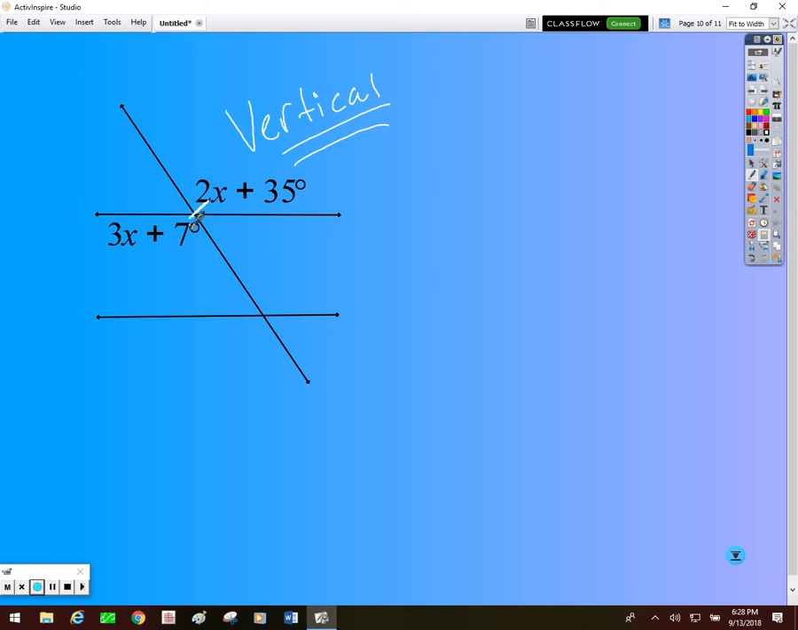All right, so we're going to set this up. We're going to say this is angle 1 and this is angle 2. Again, it doesn't matter. You can write it either way. But the key is, where does that equal sign go? Well, 2x plus 35 equals 3x plus 7. All right, so see how we did this?